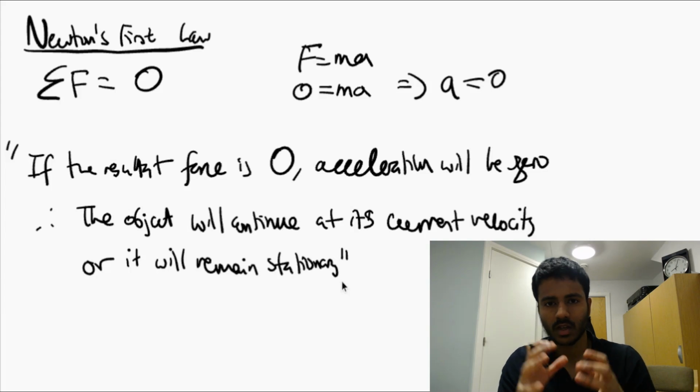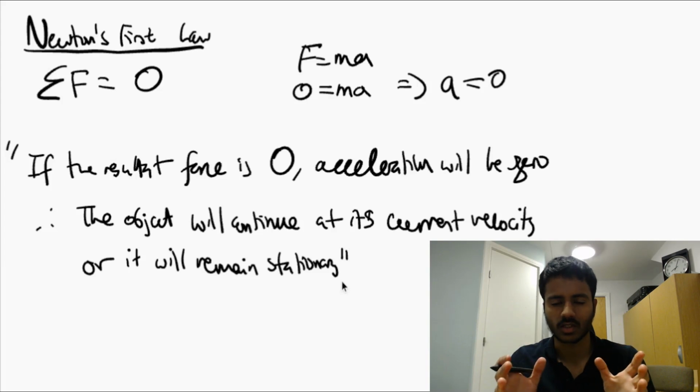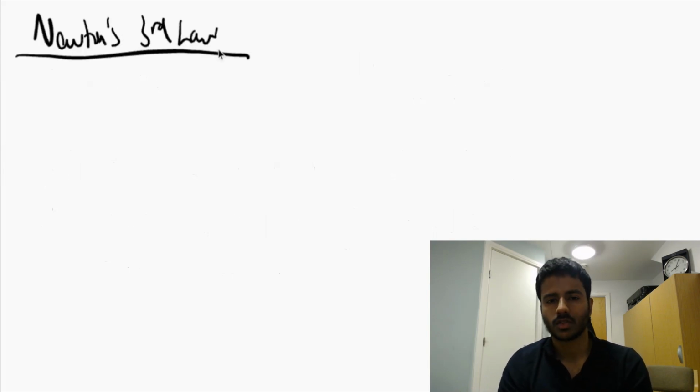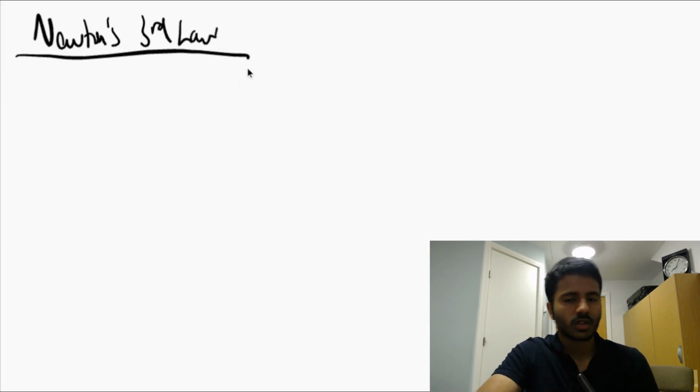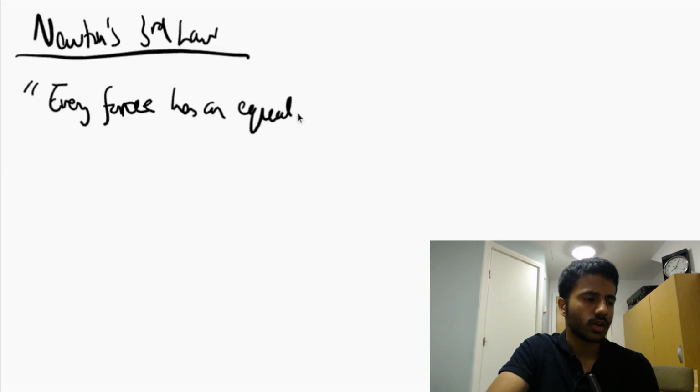So if an object was moving at a certain velocity, it will keep on moving at that same velocity. Or if it was standing still, not moving at all, if the resultant force is 0, it won't be moving. Now Newton's third law is a bit different to the other two. Now Newton's laws will never really come up as a question on their own, but the concepts will be integrated into certain questions. Newton's third law states that every force has an equal and opposite reaction force.